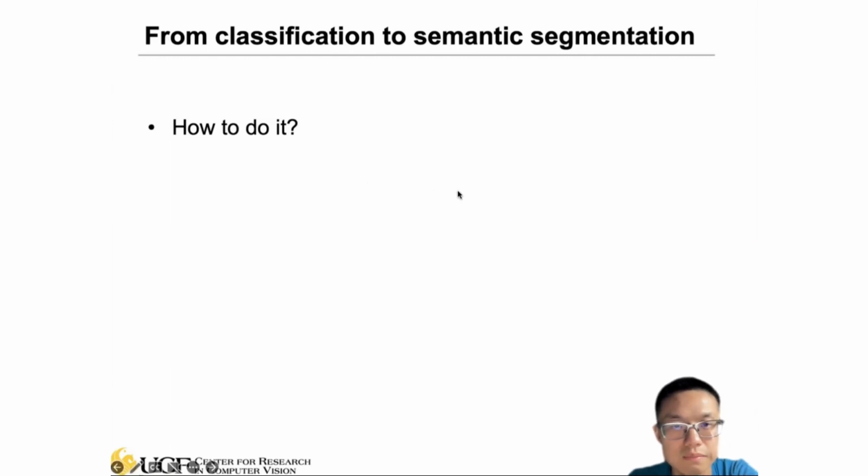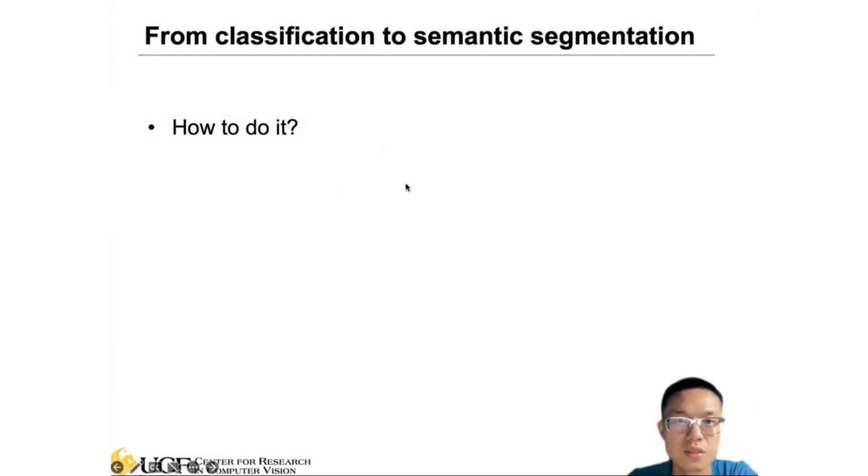So now you have an initial idea, right? What is semantic segmentation, and what datasets are available if you are interested in doing some experiment or application using semantic segmentation? Now comes the question: how can we do semantic segmentation?